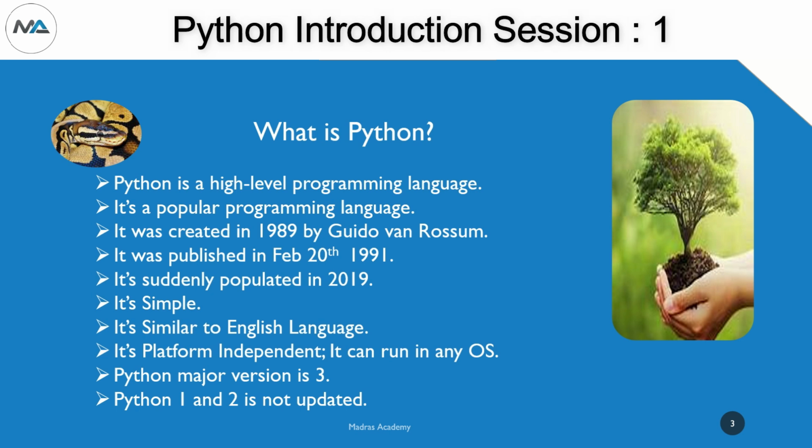Okay, and it is platform independent. It means it can run on any operating system. The major version of Python is 3. In Python we have only three versions, 1, 2 and 3, and 1 and 2 are not updated, so here we are using version 3 to develop applications. What advantages and new concepts we have in 3, we'll see in the practical session. I will tell you. Now we need to install Python version 3, and using that only we are going to write the programs here.